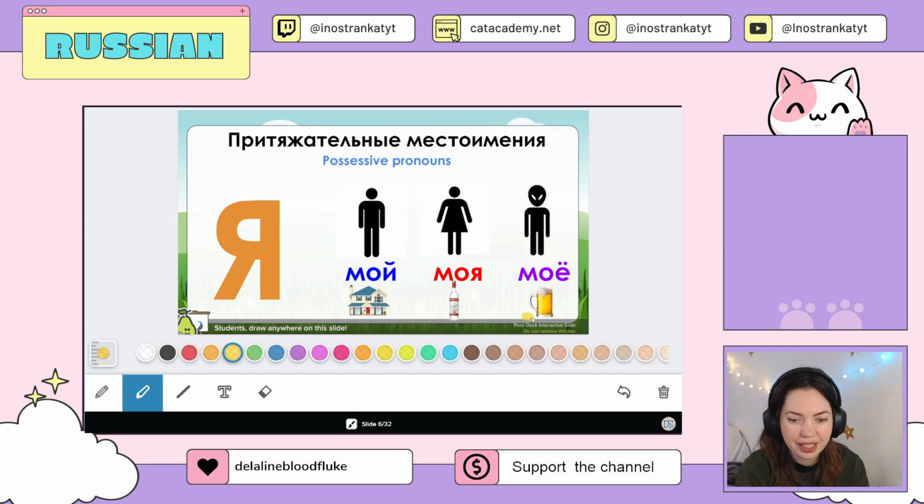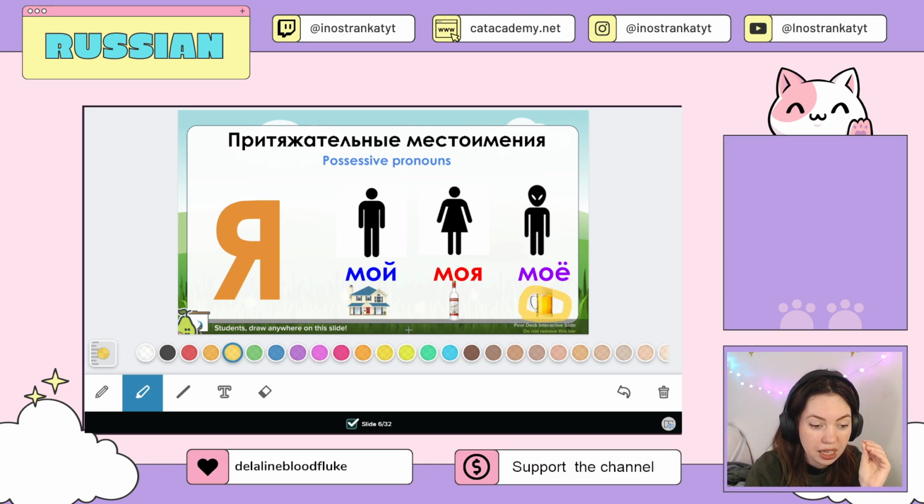And the final one is пиво. If we listen to the stress, пиво. The first syllable is stressed. So even if we hear at the end sound A, we know that it's probably O because it's not stressed. So it will be пиво. The final letter is O. So it will be оно. So we can say моё пиво.